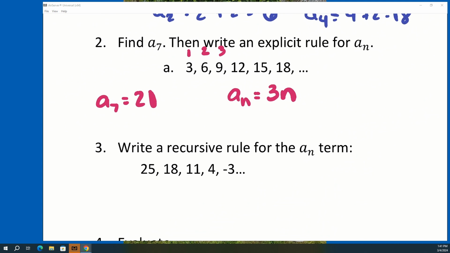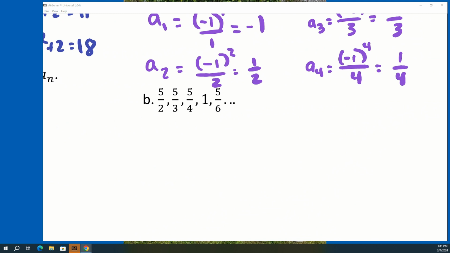All right, B is a little more difficult. So we want to find the 7th term. Can you tell what the numerator is going to be? Definitely going to be 5. Now, even though 1 doesn't look like a 5, 1 is technically 5 over 5. So if you want to write 5 over 5 over your 1, it might help.